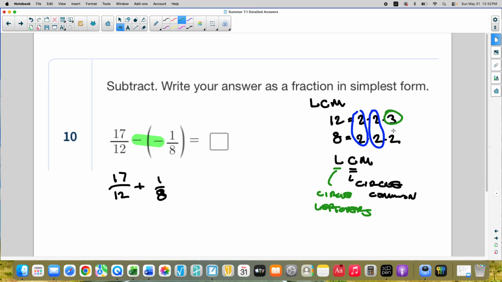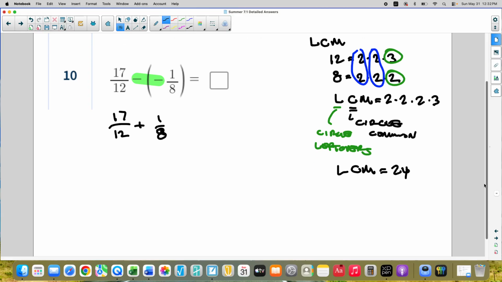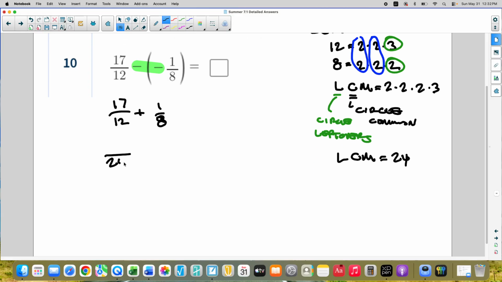And what do they have left over? They have a 3 and a 2. So my LCM is going to be what they have in common, a 2 and a 2, and then what they have left over, which is a 2 and a 3. So that gives me 24. My LCM is 24, and that's going to be my common denominator. So 24 would be the least common multiple of 12 and 8.